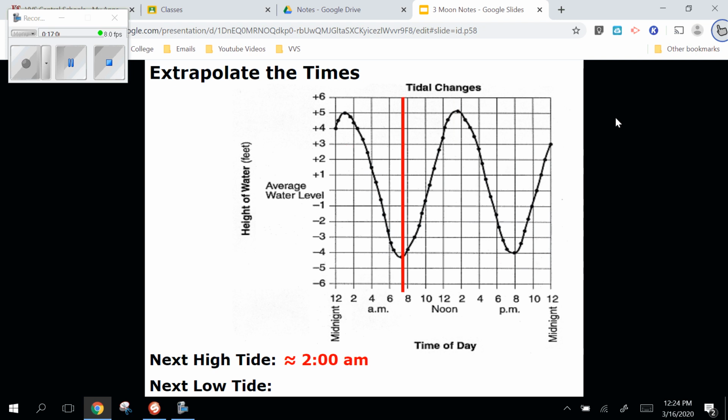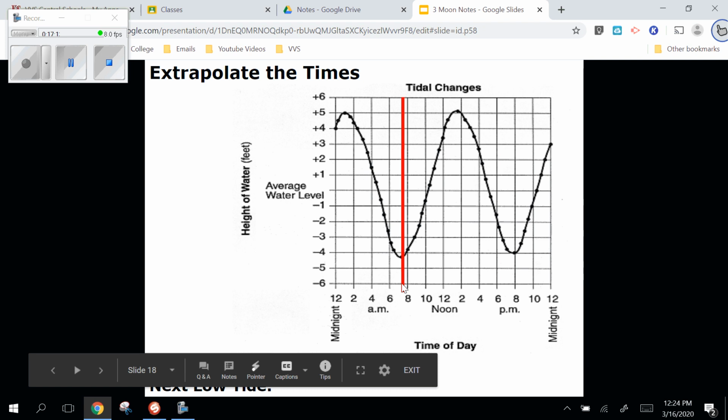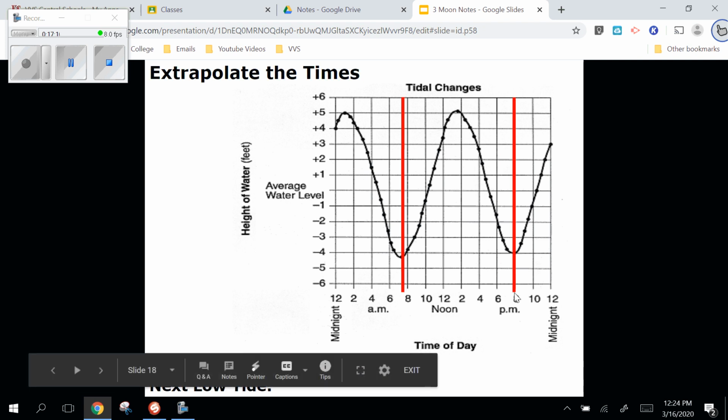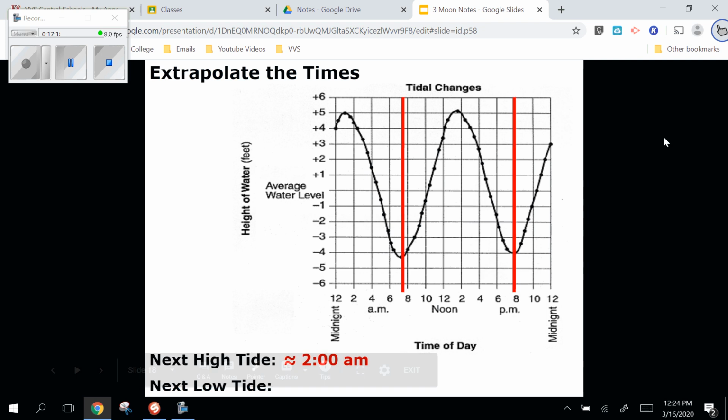Our low tide is right around 7:30 in the morning. See that? 7 would be about halfway, so it's about 7:30. Our next low tide is 8 p.m. So if we take 8 p.m. and add 12 and a half hours, we're going to get about 8:30 in the morning. So if we have the high tide here, jump back down here like this, our next low tide is going to be about 8:30 the next morning.